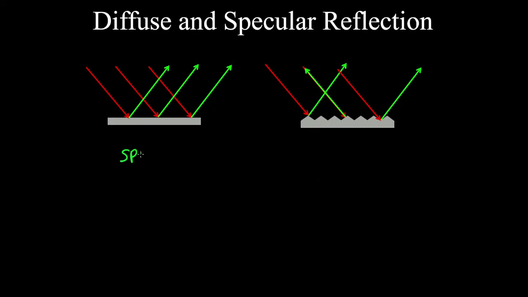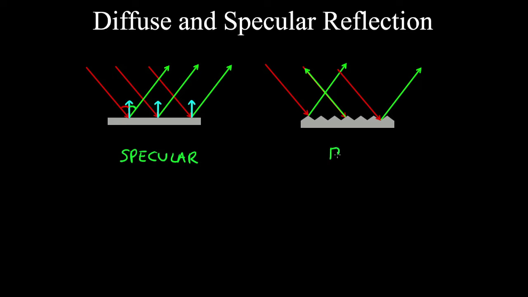Specular reflection is the reflection of light from a relatively smooth surface. So in this case, the normal to the surface is relatively constant. So therefore the angle of incidence, or the angle that the incident light ray makes with the normal, is equal to the angle of reflection, or the angle between a reflected light ray and the normal to the surface.